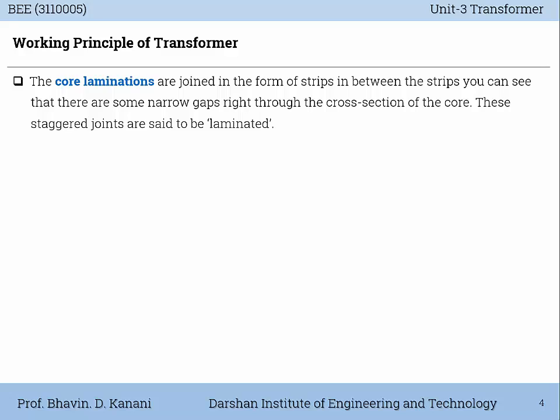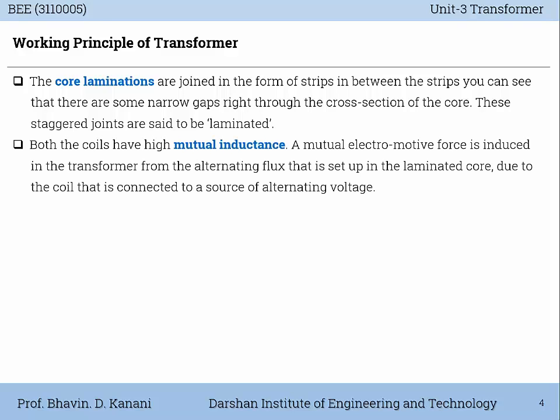The core laminations are joined in the form of strips. In between the strips, you can see that there are some narrow gaps right through the cross section of the core. These staggered joints are said to be laminated. Both the coils have high mutual inductance.